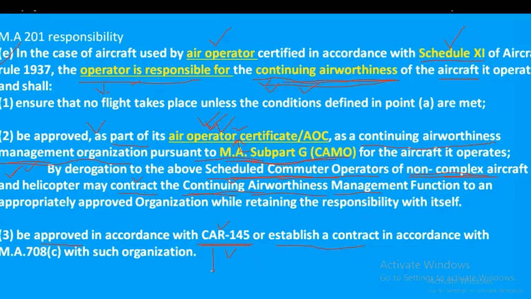But in the case of a commercial air transport operator or scheduled air transport operator, that operator needs a CAR 145 maintenance organization approval and a KMO organization approval, which is part of that operator's AOC.